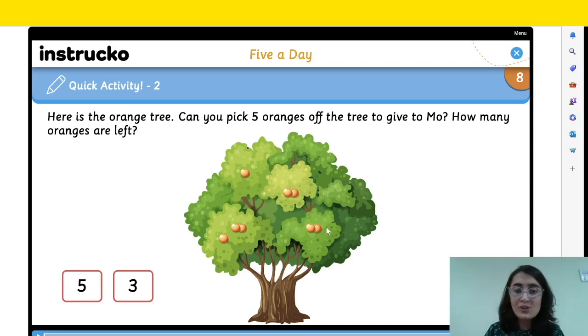Okay. So first let's count the 5 oranges and give it to Mo. So let's start counting from here. Count with me. 1, 2, 3, 4, and 5. So if I give these 5 oranges to Mo, then only these oranges are left with me, right? So let's count how many oranges are left with me. 1, 2, 3. So after giving 5 oranges to Mo, I only have 3 oranges left with me. Okay. So we will mark the answer as 3 here. Correct. 3 is the right answer.